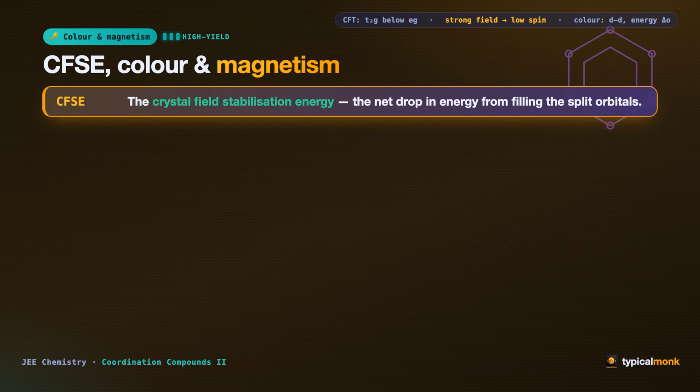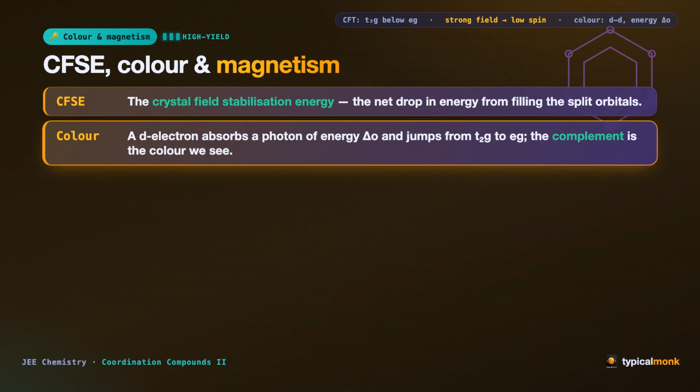Now what the splitting gives us: stabilization, color, and magnetism. The crystal field stabilization energy. It is the net drop in energy that comes from filling the split orbitals. Color. A d electron absorbs a photon of energy delta O, and jumps from the t2g set to the eg set.